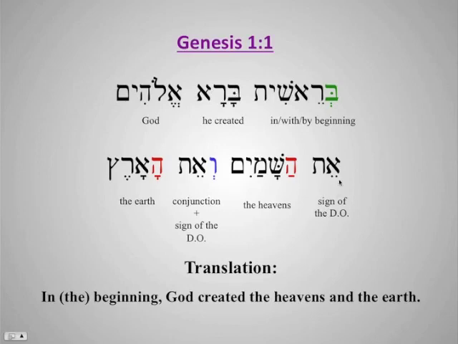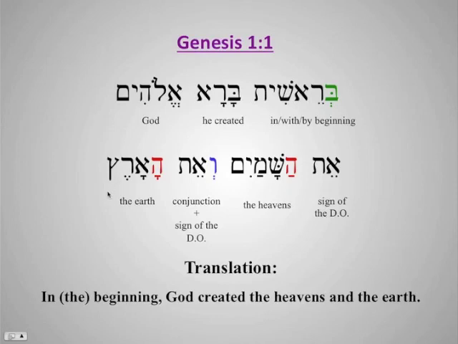And then we have this little et word. Again, we'll see this in our lesson on syntax, but et is what we call the sign of the direct object. It's just telling you that what follows is the direct object of the verb. So we don't actually translate et. Again, it's just a mark, a helper. It tells us the direct object of the verb create. So what did God create? He created ha-shamayim, the heavens. Va'et, here we have another sign of the direct object. He also created ha'aretz, the earth.